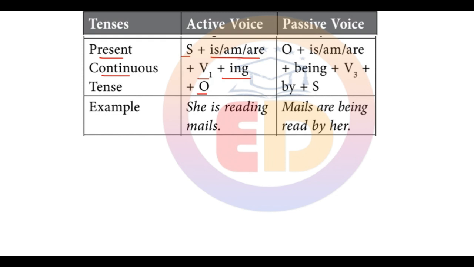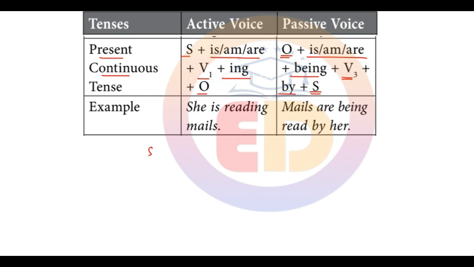Now when you want to convert this sentence, which is in the present continuous form, from active to passive voice, the object will become the subject, will come in the beginning, followed by helping verb is/am/are plus being plus third form of verb, past participle form, followed by preposition by and the subject of the active voice. Let's understand through an example.